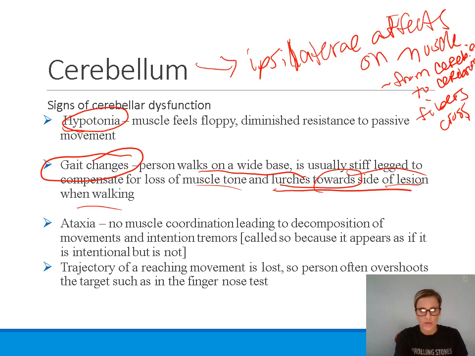So lurches towards the side of the lesion. So if there's a lesion on the left side, the left side of the body isn't coordinated. It's not working correctly. So the right side will work fine, but the left side doesn't. So the person kind of lurches or falls towards that side.